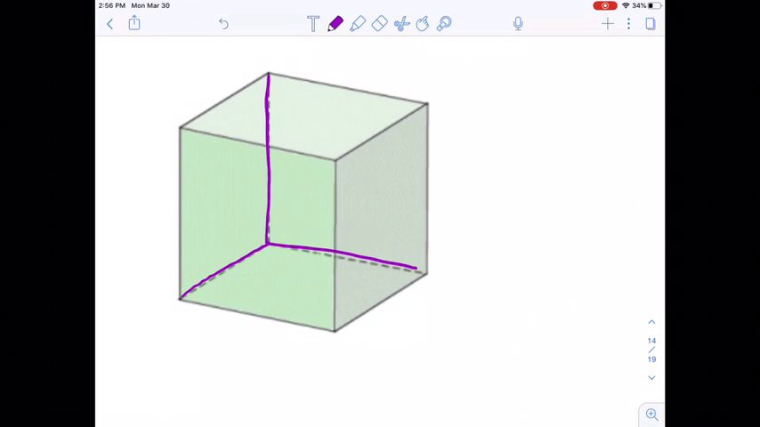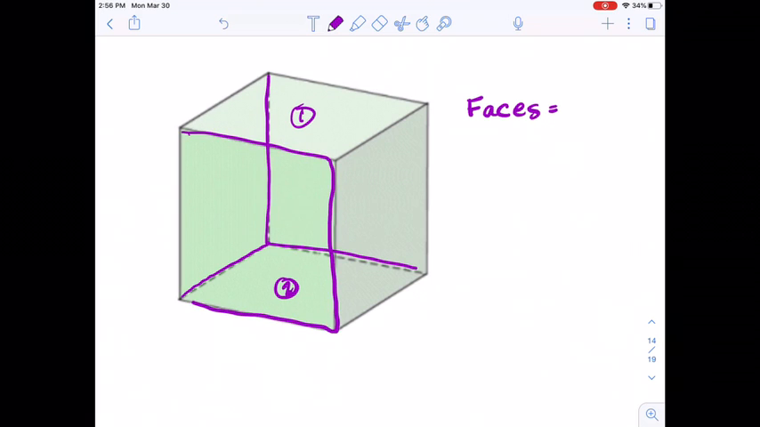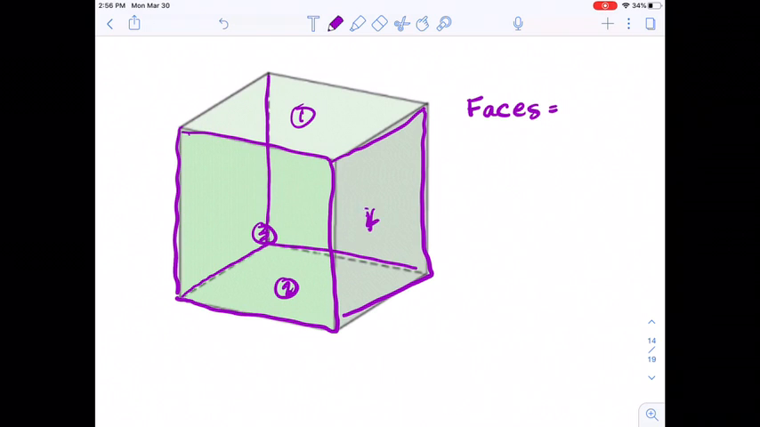So let's see if we can use some of what we learned today with this cube. Let's start by figuring out how many faces does this cube have? Well, it has one on the top and one on the bottom. That's 1 and 2. Now let's think about it. This one right here that's facing us could be the third face. And this side could be the fourth. But do you think we've counted them all yet? Good job, we haven't.